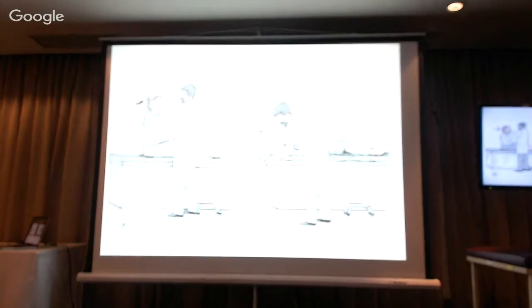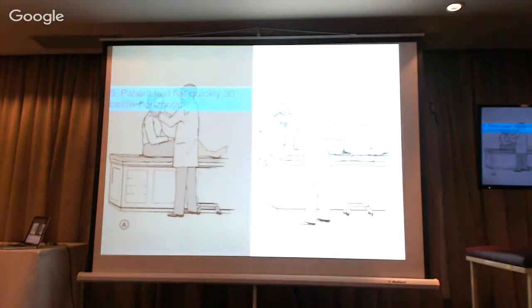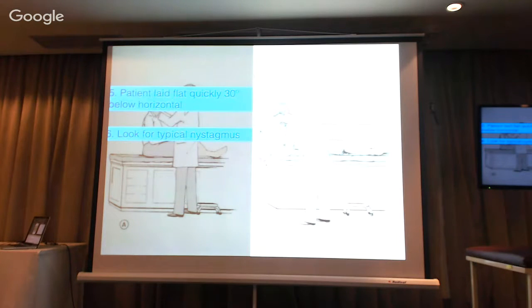Last 2 steps. You need to get the patient to lie down very quickly, and the head has to go 30 degrees below the horizontal level, and we are looking for a nystagmus. So instruct the patient first that they need to keep the eyes open because we are looking for a nystagmus. So those are the 6 steps.